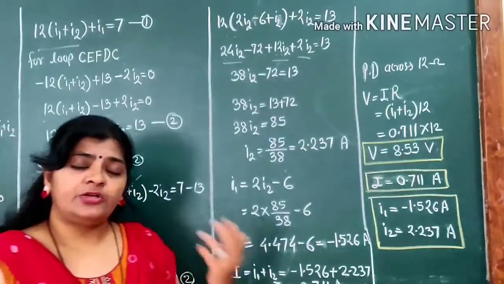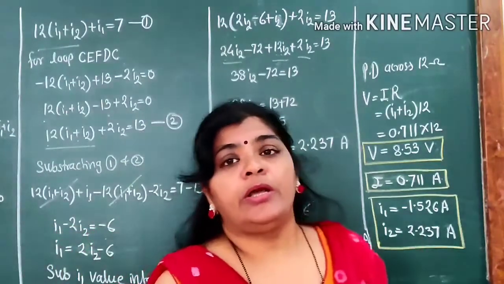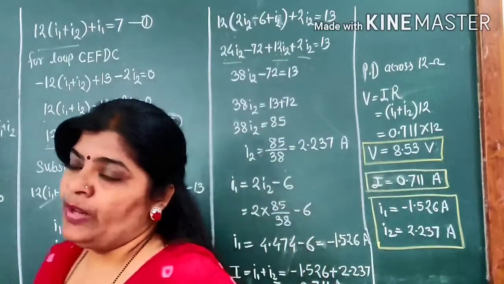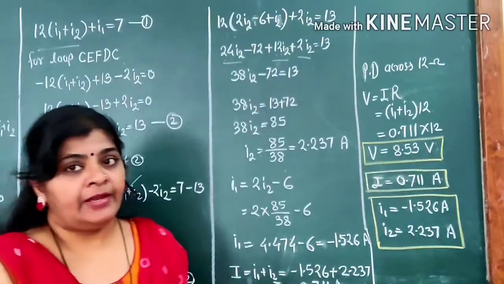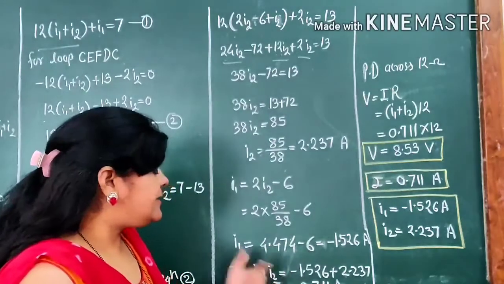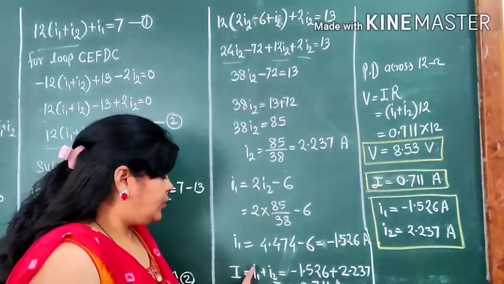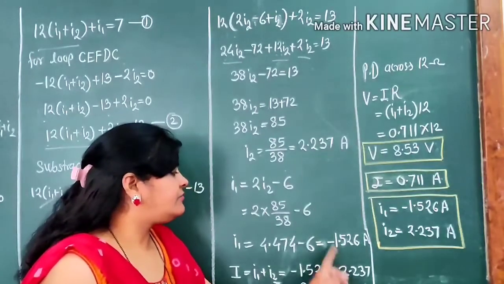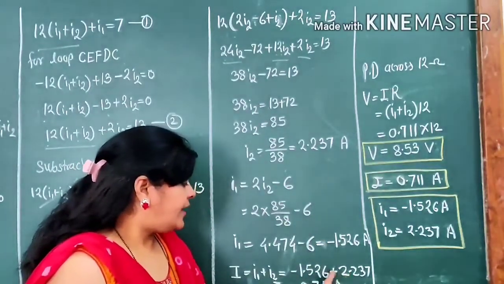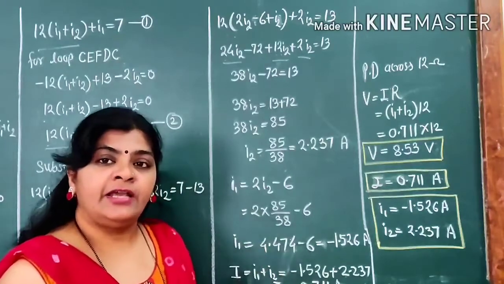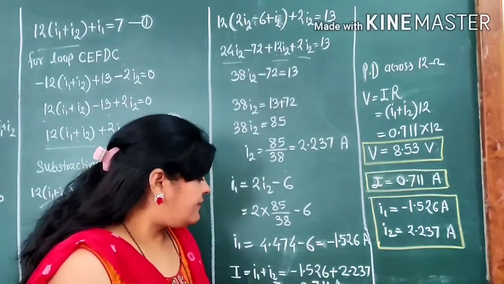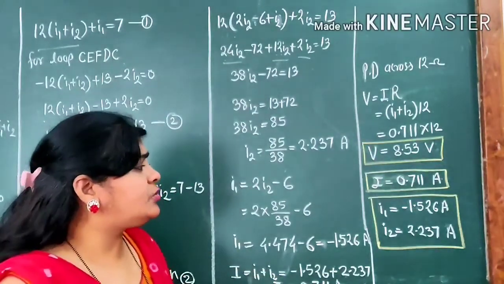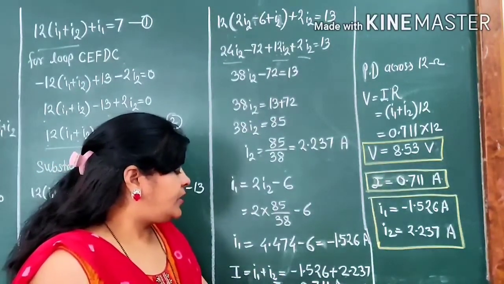Now our aim is to calculate the total current. Total current I is equal to I1 plus I2. We already calculated the I1 value and I2 value, so it is simply an addition. I is equal to I1 plus I2. Substitute the value of I1 and the value of I2, and that gives 0.711 ampere. Now this is the total current, 0.711 ampere.